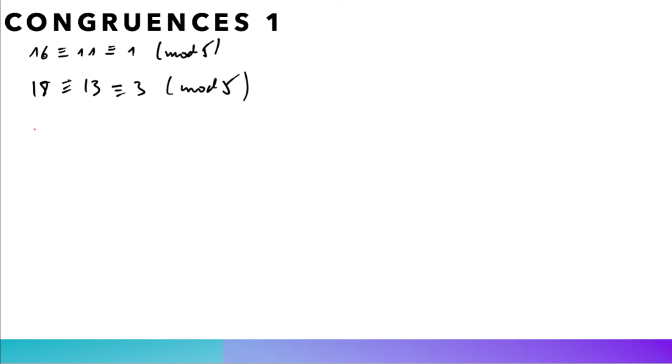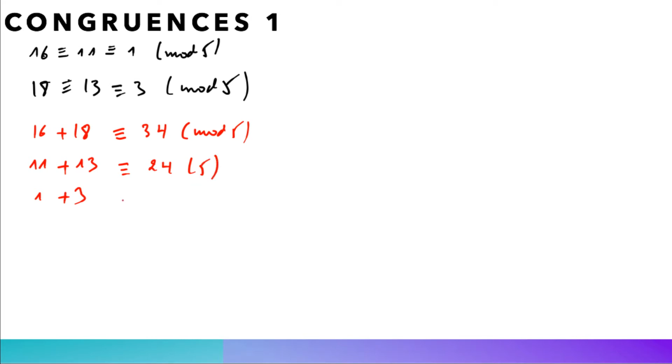We know, for instance, that in a 5 hours clock, 16 points to 11, which points to 1 modulo 5. But we also know that 18 and 13 and 3 point to the same hour modulo 5, which is 3 o'clock. And to make sure that addition works properly on a clock, one must have 16 plus 18 is the same thing as 11 plus 13, which is also the same thing as 1 plus 3. By a straight calculation, we know that 16 plus 18 is congruent to 34 modulo 5, 11 plus 13 is congruent to 24 modulo 5, and 1 plus 3 is obviously congruent to 4 modulo 5.